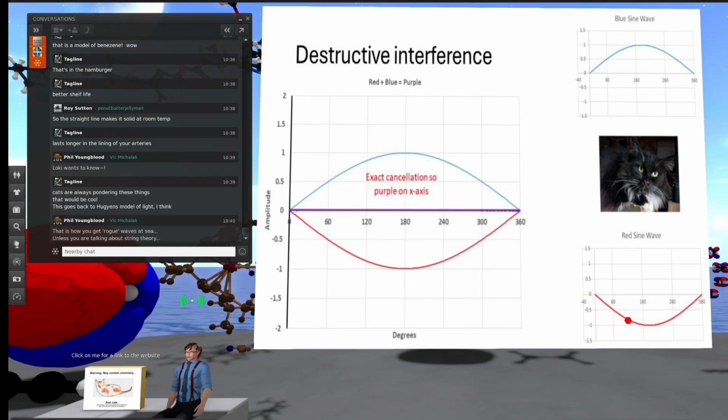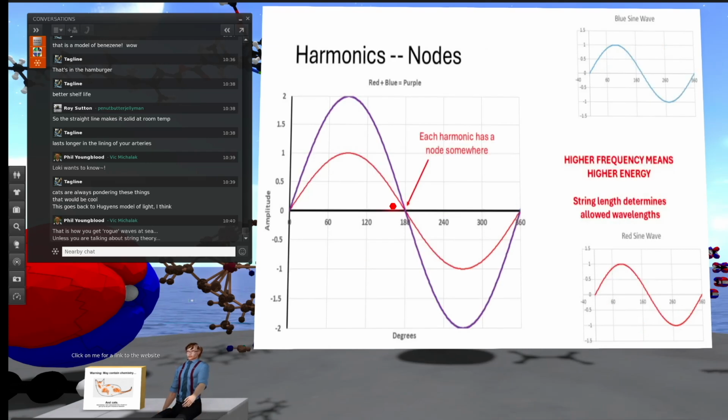That first slide was constructive interference, but if I draw the blue and red as shown, where the blue is positive, the red is negative, and when you add them up, they cancel out. So this is what waves do. They have constructive interference and destructive interference.